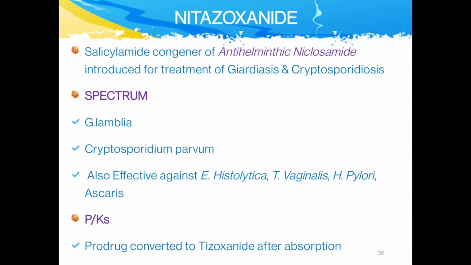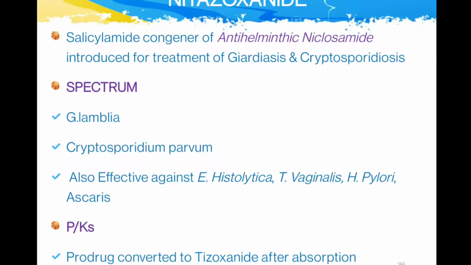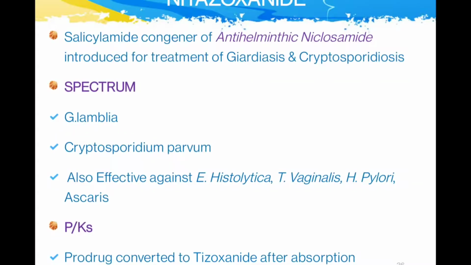So another drug, that is nitazoxanide. A salicylamide, a congener of the antihelminthic niclosamide, introduced for treatment of giardiasis and cryptosporidiosis. Spectrum: G. lamblia, Cryptosporidium parvum, also effective against Entamoeba histolytica, T. vaginalis, H. pylori, Ascaris. Pharmacokinetics: the product is converted to tizoxanide after absorption.